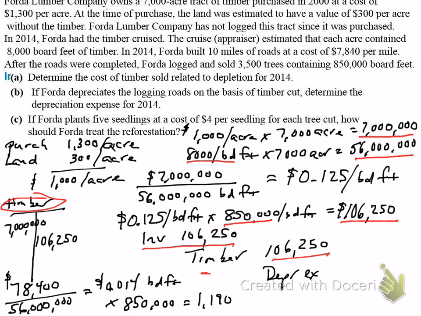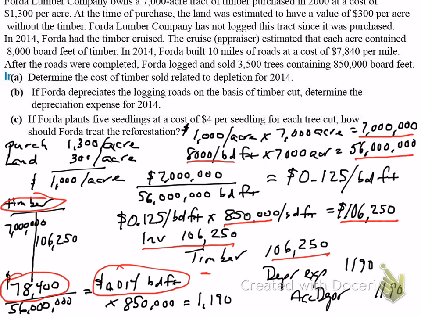The other thing they ask you about is the cost of the roads. So the roads, there were 10 miles at a cost of $7,840 per mile. So total cost is $78,400. They're allocating that per unit or per board foot. So we divide by 56 million to get $0.014 per board foot, or 1.4 cents, times the 850,000 board feet for the current year gives us depreciation expense of $1,190, accumulated depreciation of $1,190.